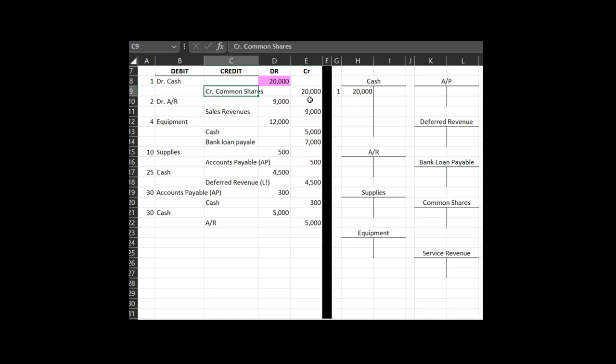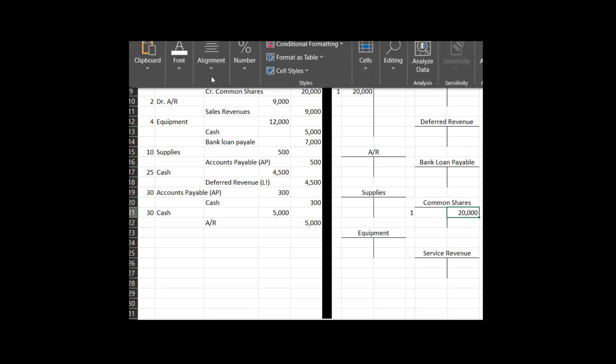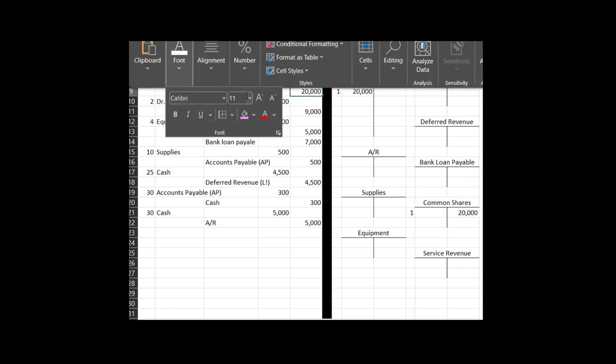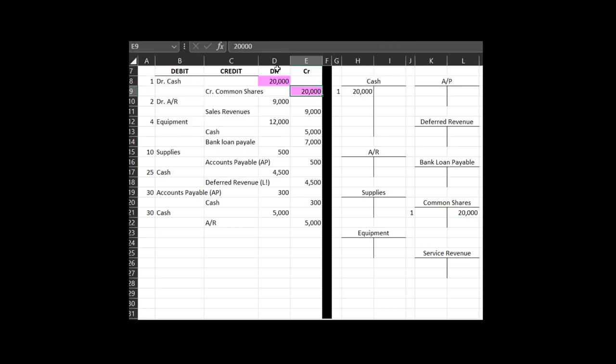All right, and then we have common shares, which was a credit to common shares. So we're going to put the credit here, and we will put the date here as well. This was on the 1st, so perfect. I'm just going to move you over a little bit. Copy pasting made my T accounts a little wonky. All right, and because I did that, I get to make it pink. Fabulous, I'm done with this one.